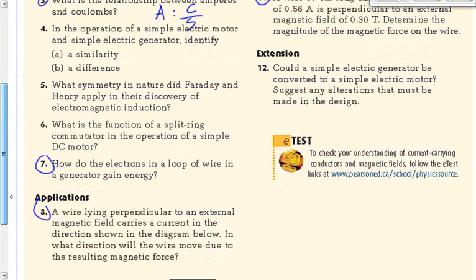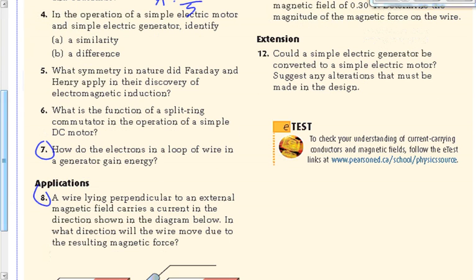Seven. How do the electrons in a loop of wire of a generator gain energy? That's a good question. And I'm not trying to throw a hint out there. I'm just saying that's a good question. There's a few good questions here. How do the electrons in a loop of wire in a generator gain energy? Well, tell me how essentially a generator works right now. Not the intricate details of a generator, but essentially how it works. Okay, the generator effect, the thing that we learned on Thursday, right before Lenz's law.